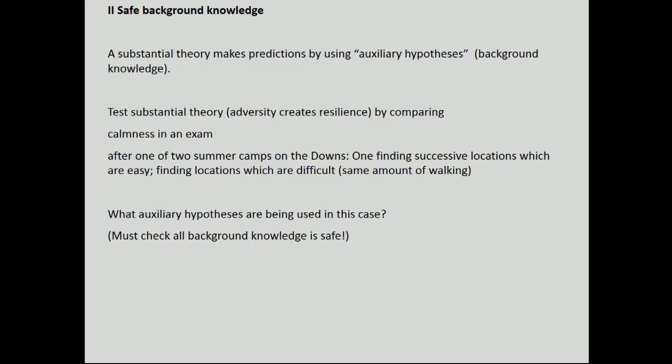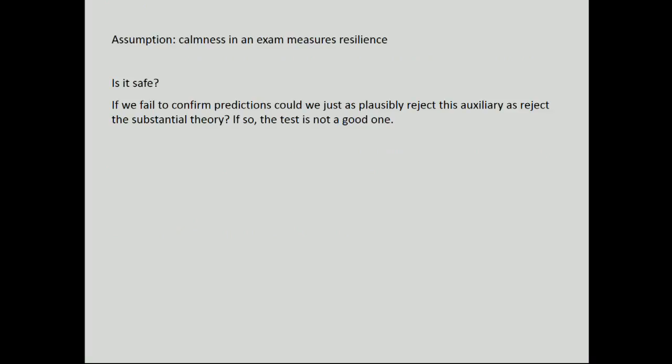So the dependent variable measures what it says it measures, the independent variable manipulates what it says it manipulates. It manipulates it in an unconfounded or pure way. So the auxiliary hypotheses are the things you have to assume to be true for the study to test the substantial theory. So, for example, calmness in an exam measures resilience. Is that a safe assumption to make? Do we really think that?